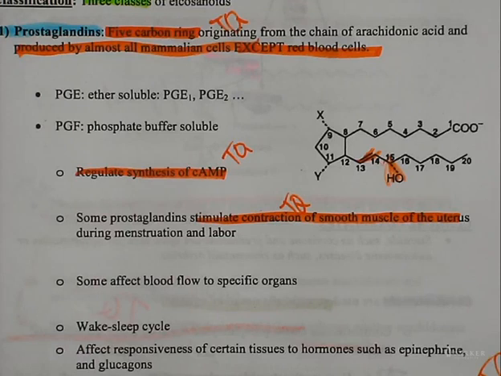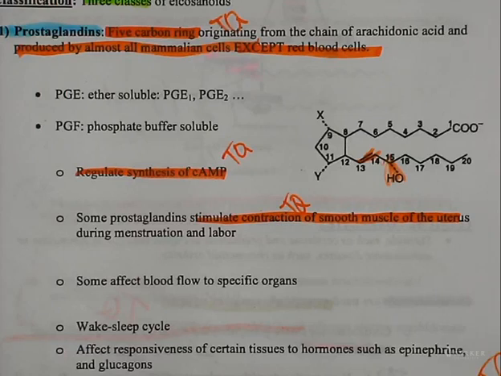They regulate the synthesis of cAMP, and they stimulate the contraction of smooth muscle of the uterus. Remember I said that before, prostaglandins, uterine contraction. You haven't learned yet, prostaglandins, cAMP. Those are your big 2 right here. They also affect some blood flow. We're going to talk about that, some wake-sleep cycles and some other stuff, but these are your big 2.